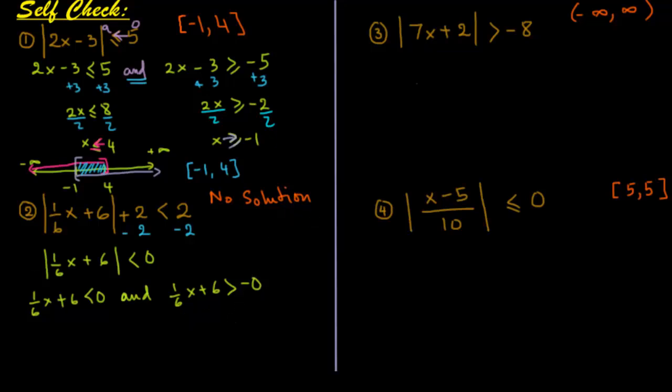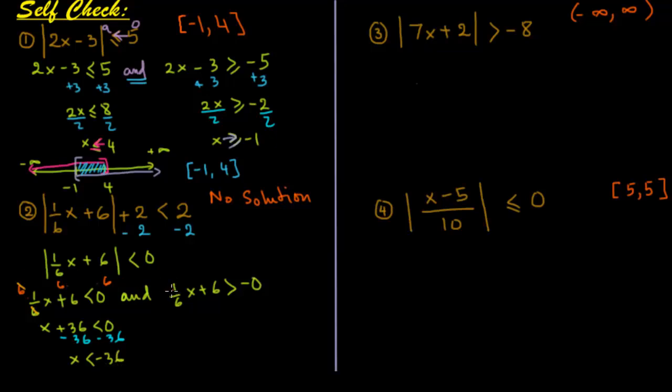Then we will solve each inequality. First of all, we need to get rid of fractions. So multiply everything by 6. So 6 divided by 6 is 1, 1 times x is 1x, or basically just x. 6 times 6 is positive 36, less than 0 times 6, which is 0. Then we subtract 36 on both sides. We have x less than negative 36.